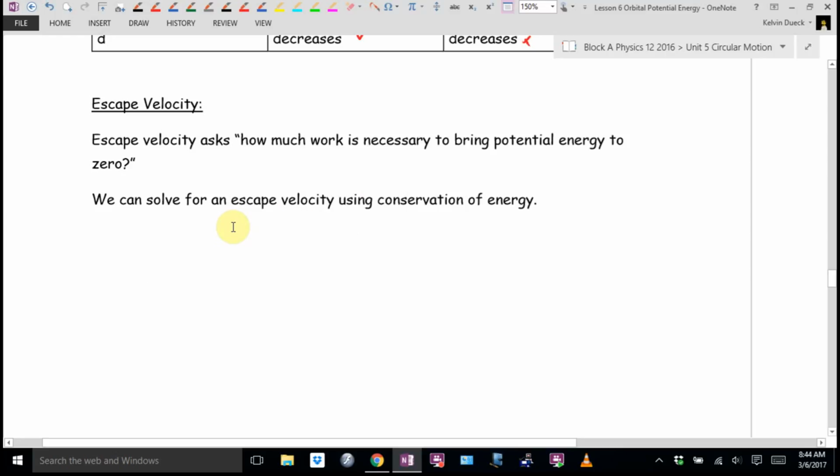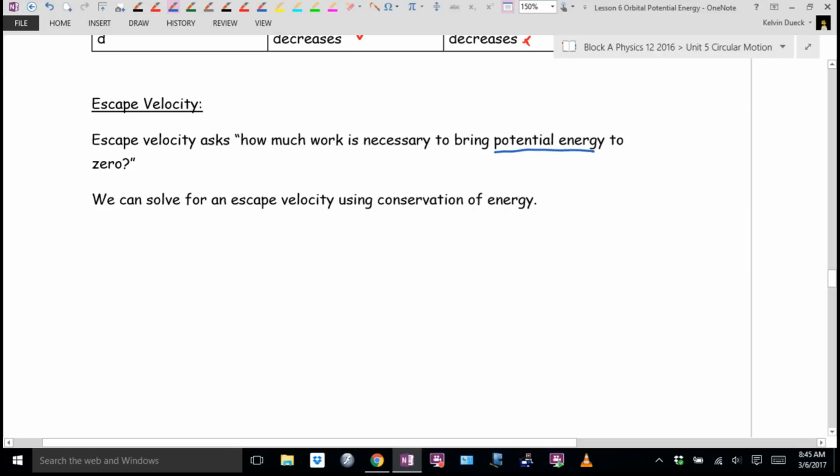I'm betting you've heard the term escape velocity. If you watch sci-fi movies, they talk about it. What is escape velocity? Well, in layman's terms, it's how fast you need to go so that once you reach that speed, you can cut off your engines and coast to the edge of the universe. You've escaped the gravity well of whatever planet you're in. In physics terms, it asks how much work is necessary to bring our potential energy to zero.